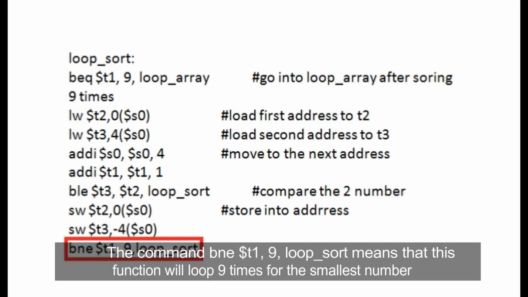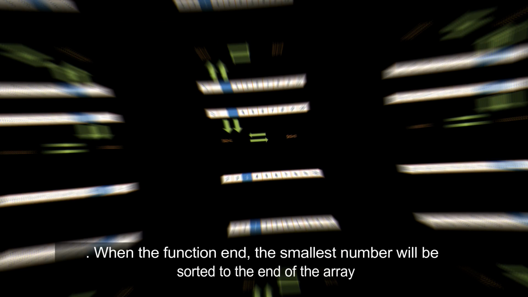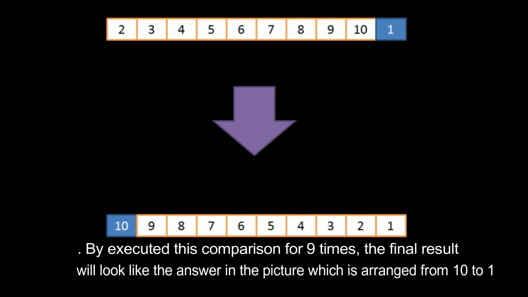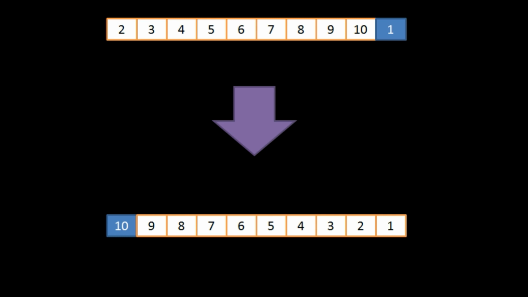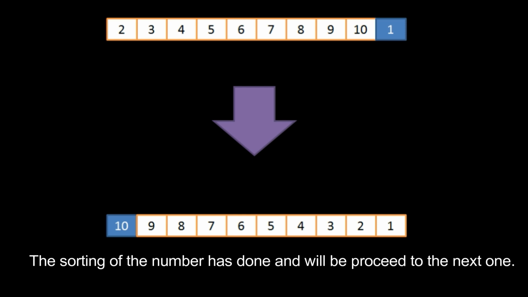The command means that this function will loop 9 times for the smallest number to compare with every single number inside the array. When the function ends, the smallest number will be sorted into the end of the array. By executing this comparison 9 times, the final result will look like the answer in the picture, which is arranged from 10 to 1. It fulfills the requirement of descending order. The sorting of the numbers has been done and we will proceed to the next one.